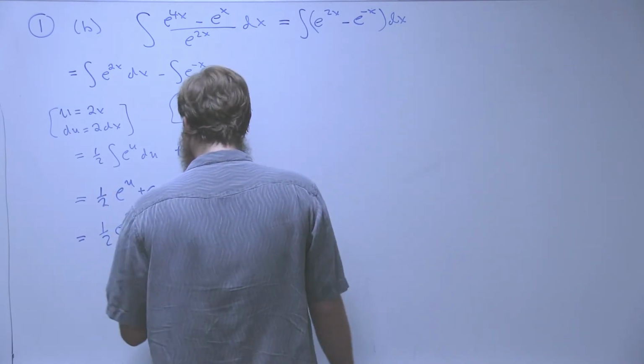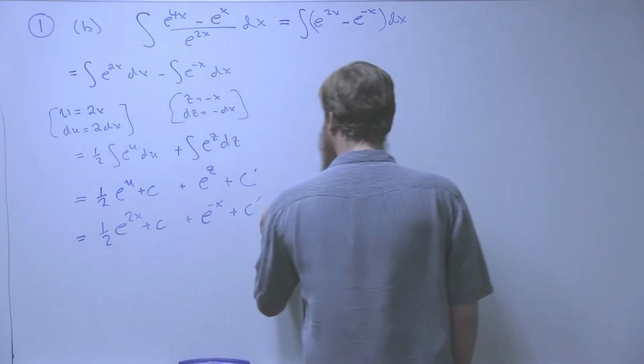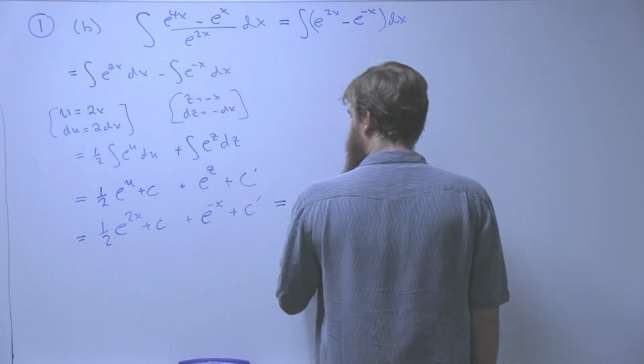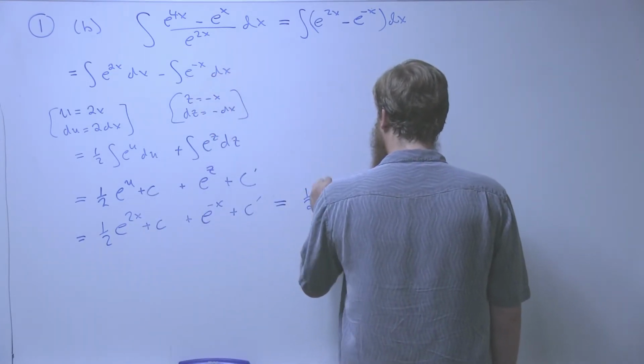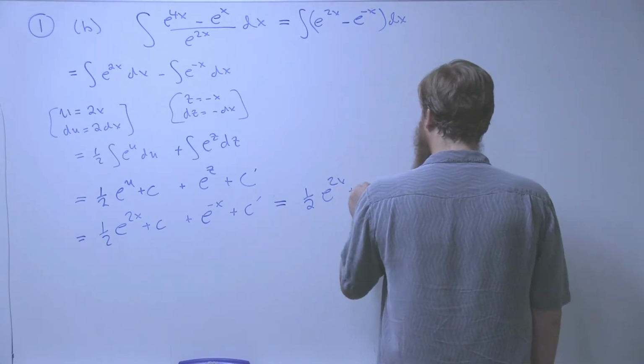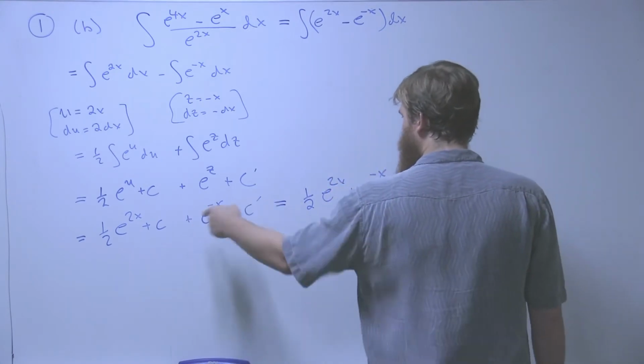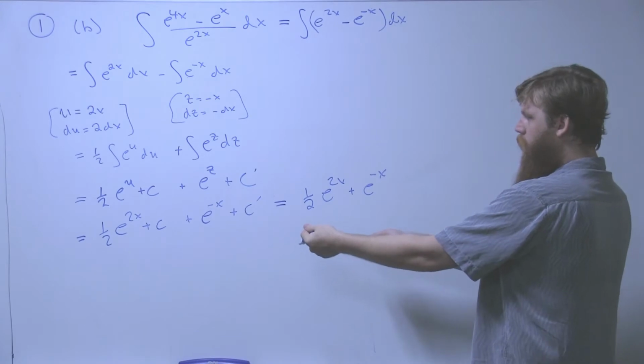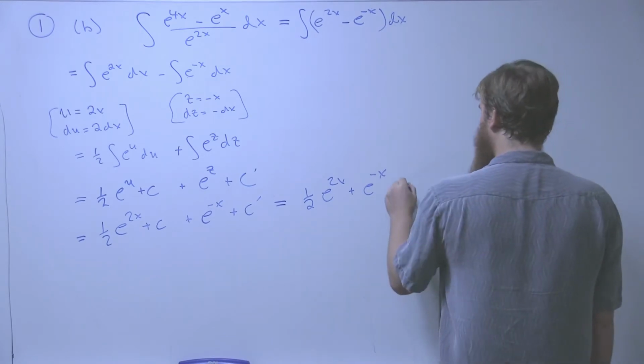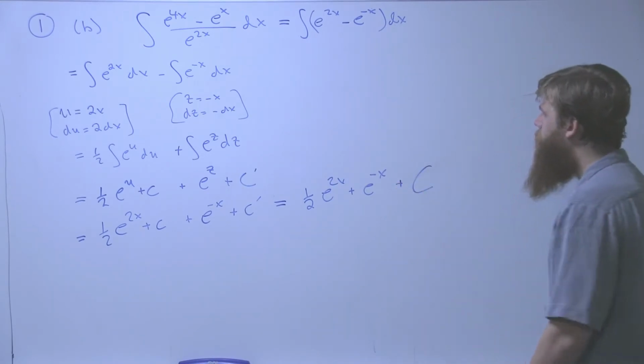And now I'll just group things together in a way that's more reasonable. Namely, I'm going to put the constants together. So I get 1/2 e to the 2x plus e to the minus x. And then c plus c prime, well, if those are arbitrary constants, then their sum is an arbitrary constant, so I'll just say plus capital C.